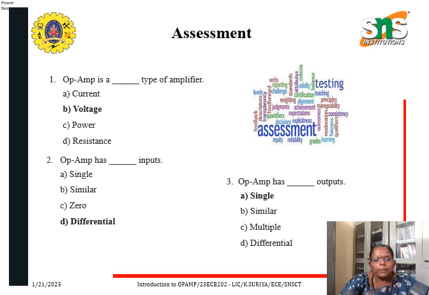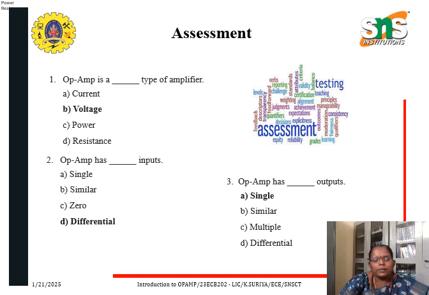Second one is, the op-amp has dash inputs. The options are single, similar, zero, differential. You know that the op-amp has 2 inputs, one is the inverting and the other is the non-inverting. So it is known as differential input. So the answer here is differential input.